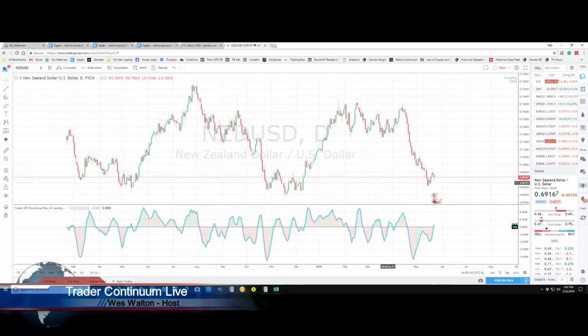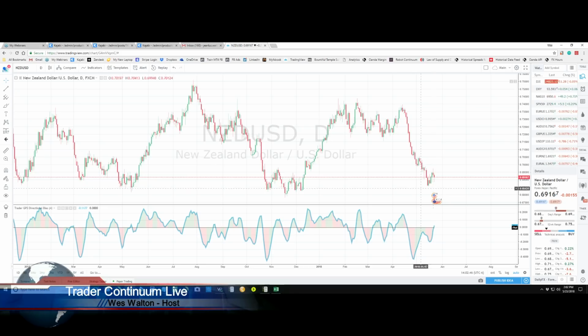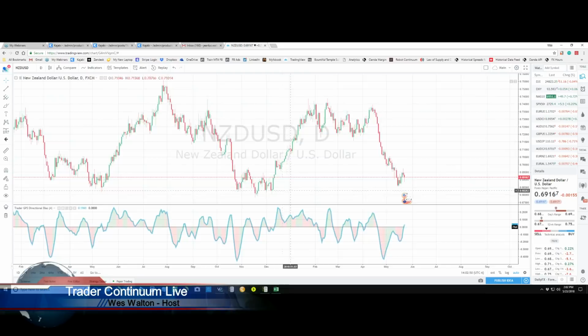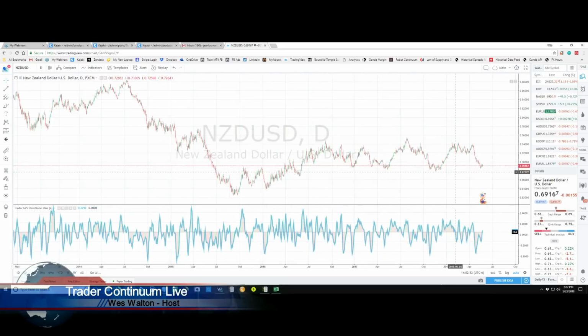There we go. Look at that. We stalled out right down here at these previous support levels, and we may end up seeing quite a bit of market movement downward still, because we've done this before, right? We went down, we went up, we went down, we went up.